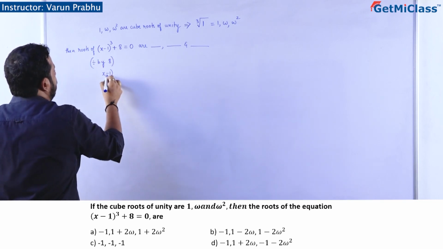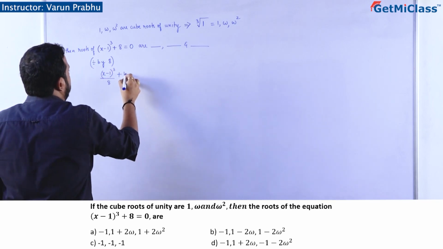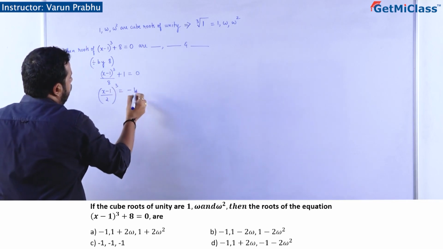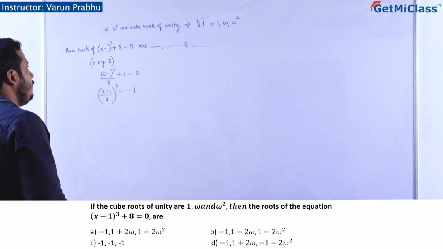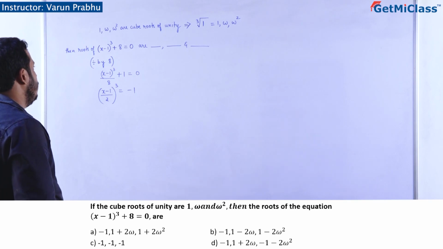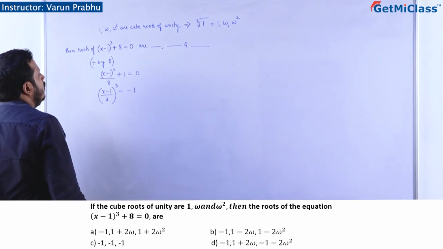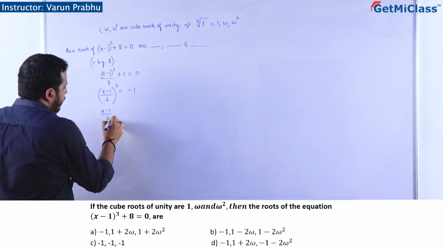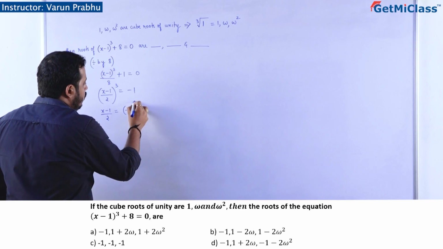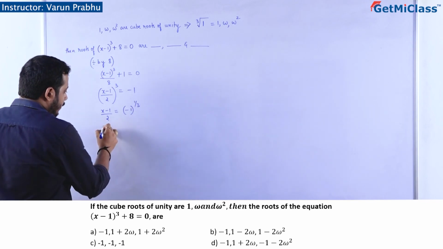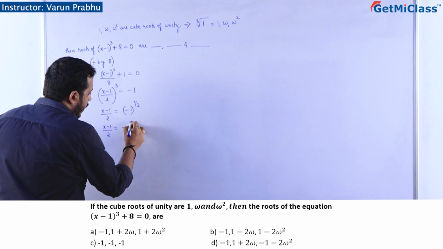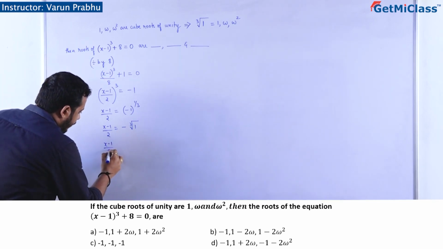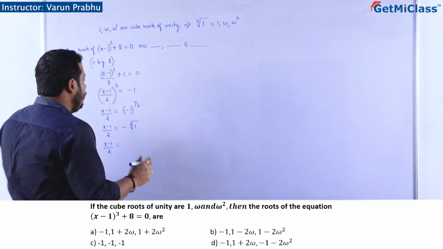So I'll be getting (x minus 1) the whole cube divided by 8, plus 1, equal to 0. So (x minus 1) divided by 2, the whole cube, is equal to minus 1. So I can say (x minus 1) divided by 2 is equal to (minus 1) to the power of 1 by 3, the cube root of minus 1. So (x minus 1) divided by 2 is equal to minus of the cube root of 1. Correct. (x minus 1) divided by 2 is equal to minus of the cube root of 1, which is 1, omega, omega square.